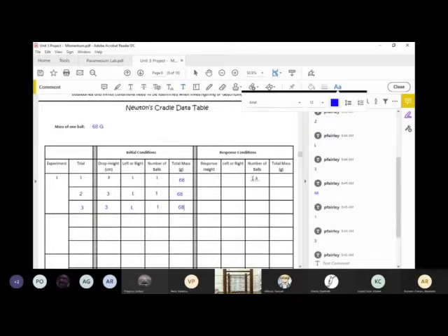When I drop the ball on the left of the Newton's cradle, you're going to watch on the right, and you're going to measure how high it goes on the first swing, and you're going to type it in here. You also have to record whether it was the right or left side of the cradle. You have to record the number of balls that responded, and then you find the total mass, which once again is the number of balls times 68, because that's the mass of 1 ball.